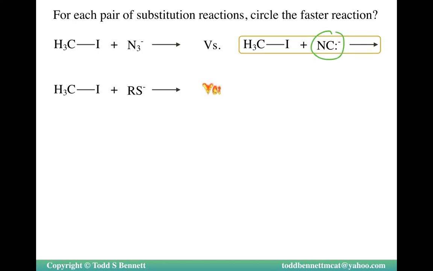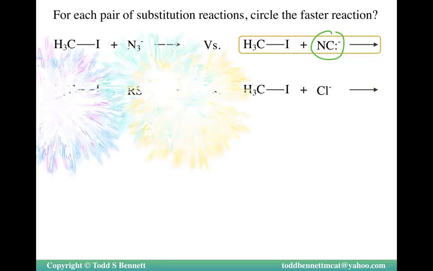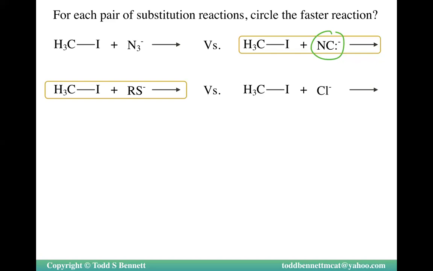Okay, so we have now the deprotonated thiol versus the chloride. Again, if R is really big, this isn't as clear. But as long as R is very small, and you can't get any smaller than 3 H's on carbon, even if this got a little bit bigger, it still wouldn't matter. That's going to be your better nucleophile. And we celebrate with fireworks and happiness and joy. Okay.